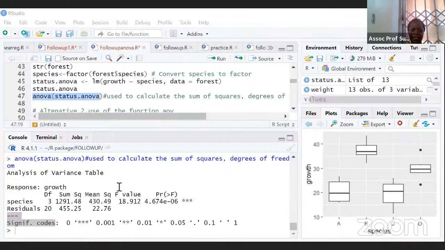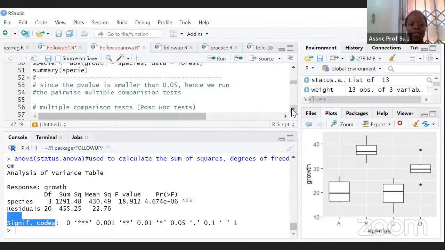Whoever has an error, if you've had the ggplot2 error, make sure you install and load that library, and you'll be good to go. Somebody has asked, is there a special ANOVA for CRD? Actually, a CRD can have one factor, so we can run a one-way ANOVA. You can have two factors in a CRD, and you may end up running a two-way ANOVA. Okay? So those are the questions I saw. Now let's go ahead.